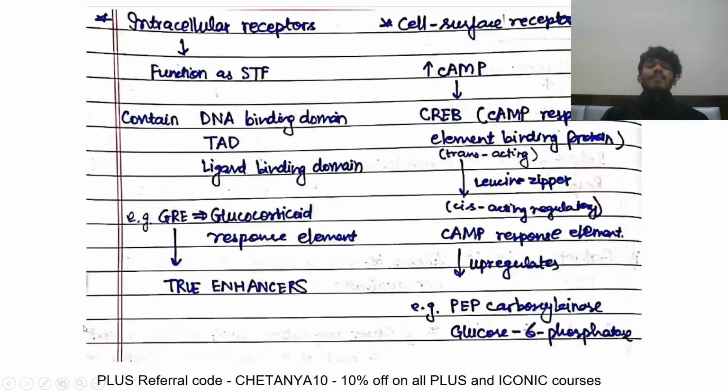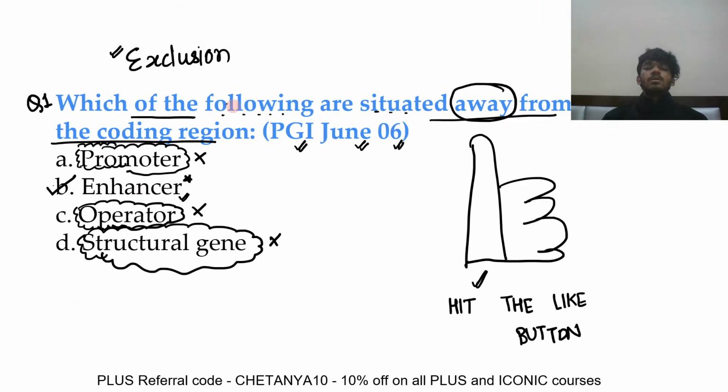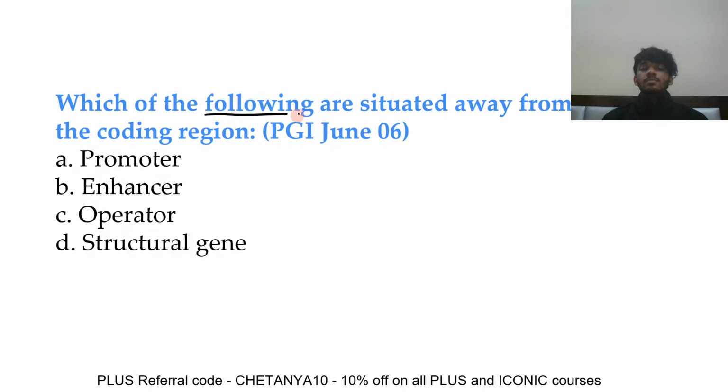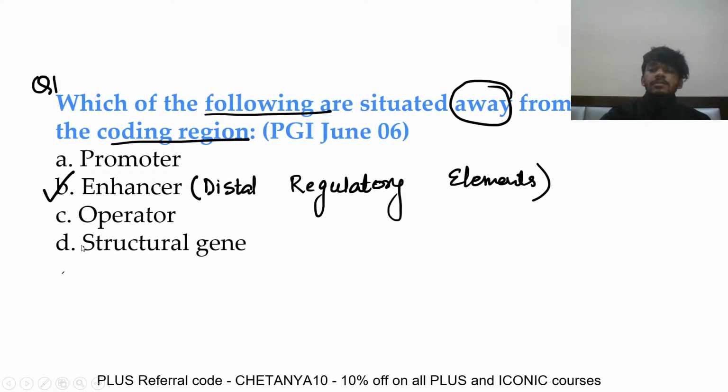Okay. So now I will come back to an MCQ that I had shown you at the start of the class. Okay. Look at this MCQ now again. Which of the following are situated away from the coding region? So now your answer is very clear. The answer is enhancer because they are distal regulatory elements. They are distal regulatory elements which help in hormonal response. Is that clear to you? Why the answer here was enhancer?